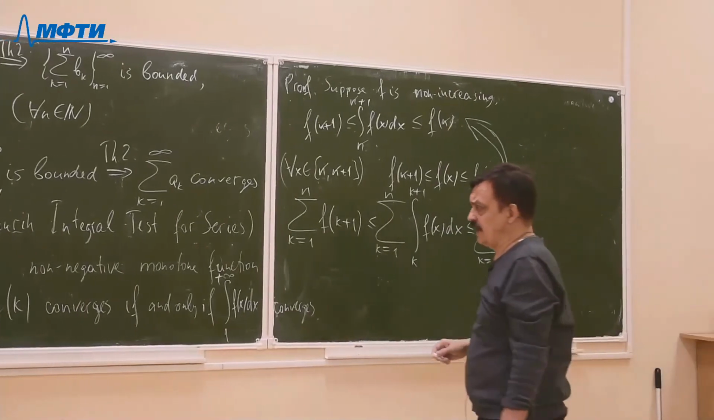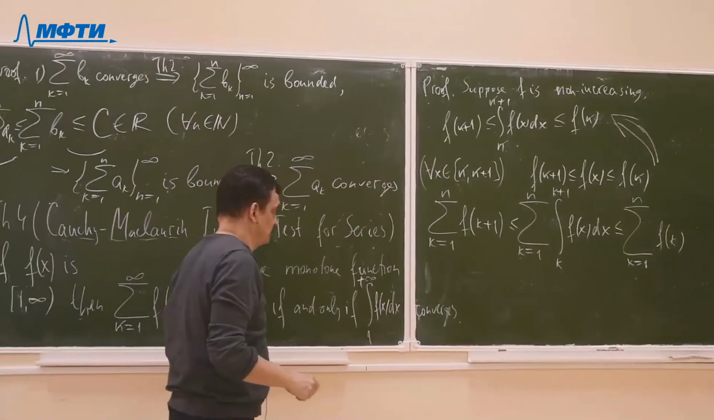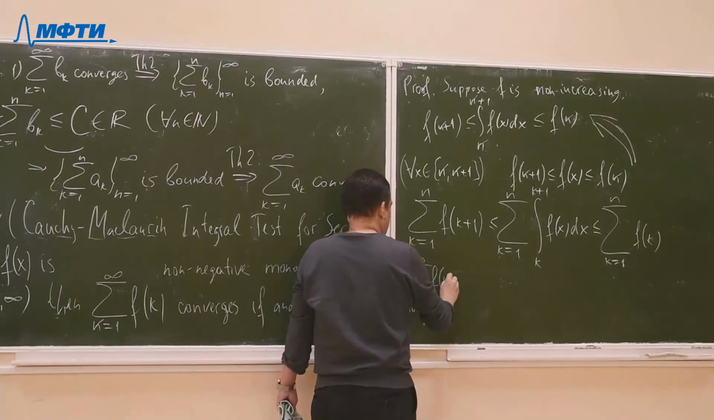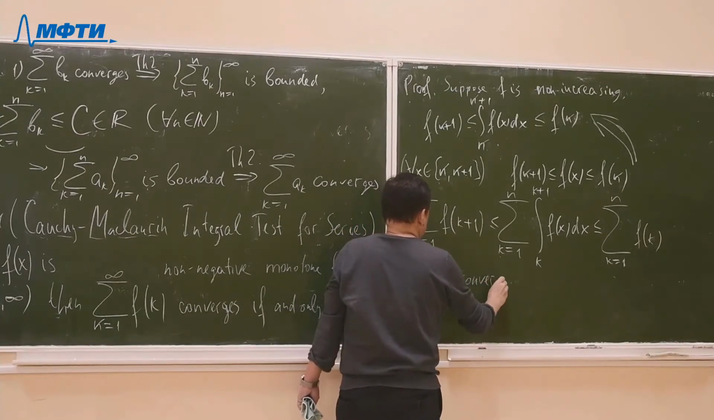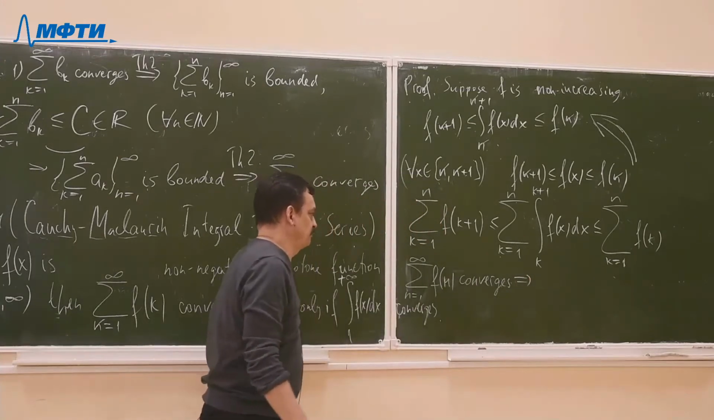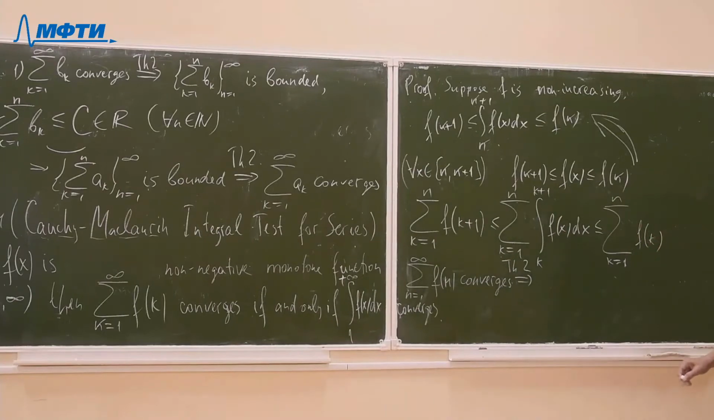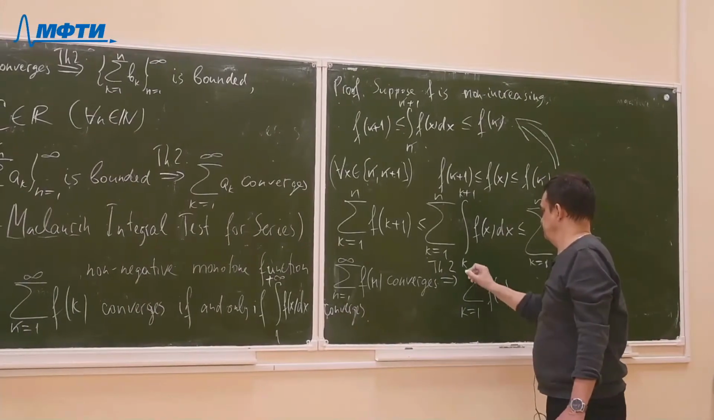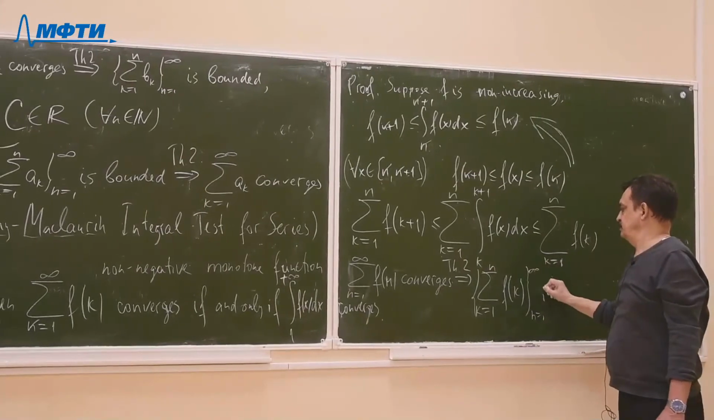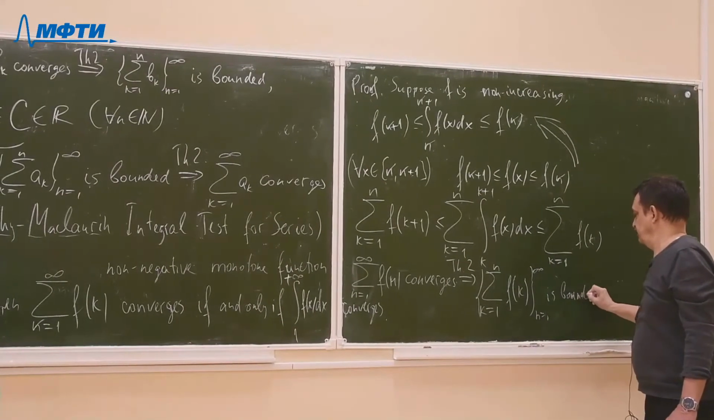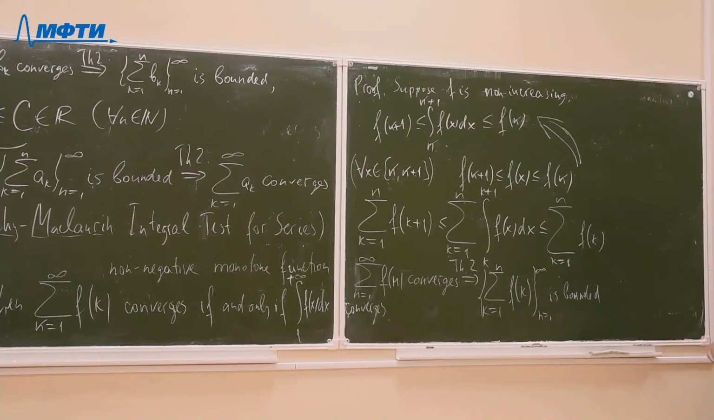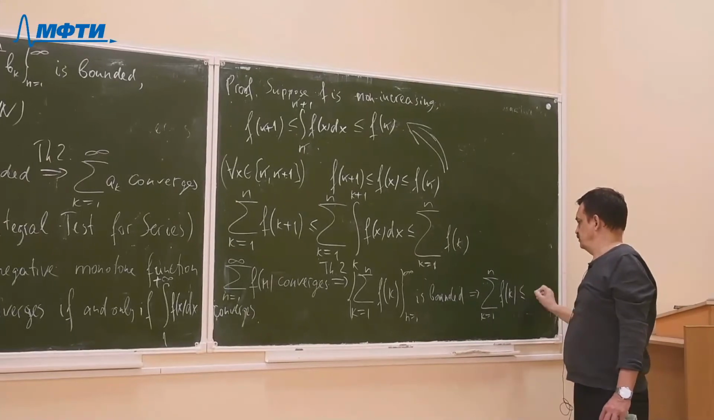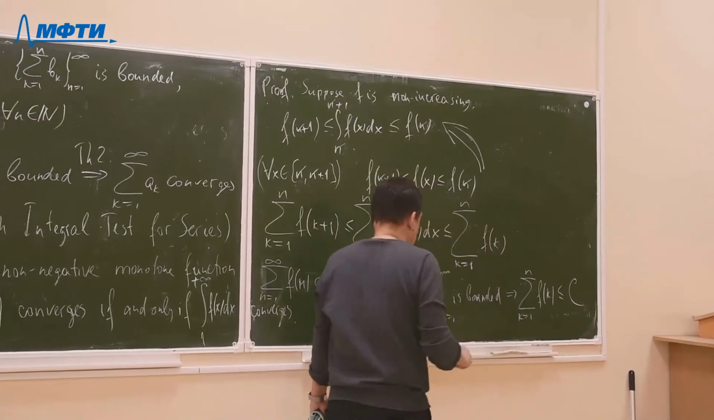In fact, this inequality proves everything. Why? Because look, suppose our series f of n converges. Then by Theorem 2, partial sums form bounded sequences. Bounded sequence is bounded. Bounded means that all of them are less or equal than certain number c, right? So then what those two inequalities give us?